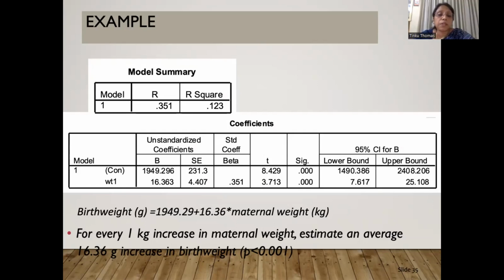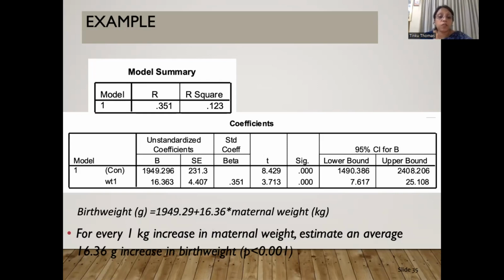Now, if you think about it, 0.123, that is 12.3%, is not a big deal. Only 12% of the variability is explained by maternal weight. But you think that it is just one variable that is explaining 12% of variability, which means that this one variable, the pre-pregnancy weight of the mother, is very important. So let's understand what the regression coefficient of this variable, maternal weight, is: 16.36. That means for every 1 kilogram increase in maternal weight, the birth weight of the baby would be higher on average by 16.36 grams. So what does that mean?